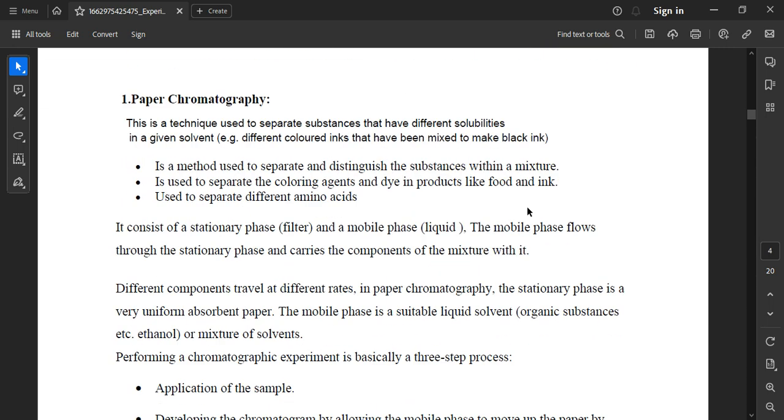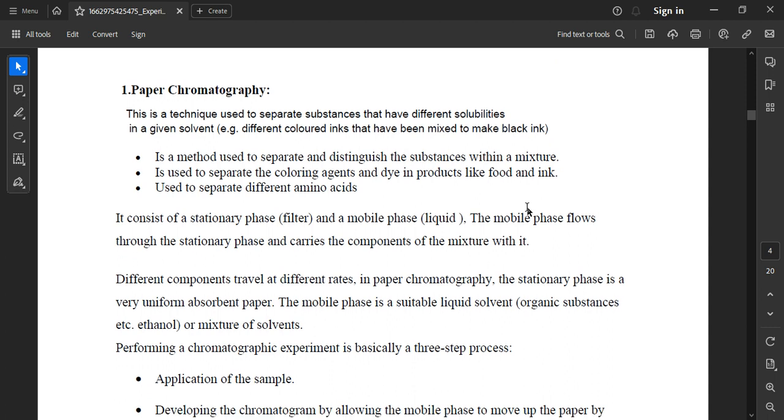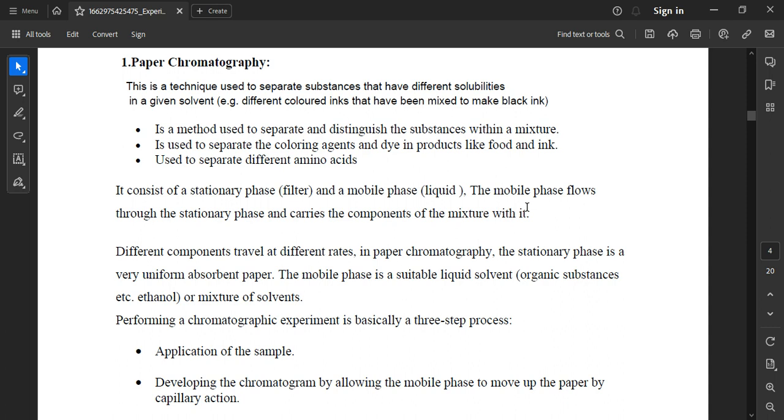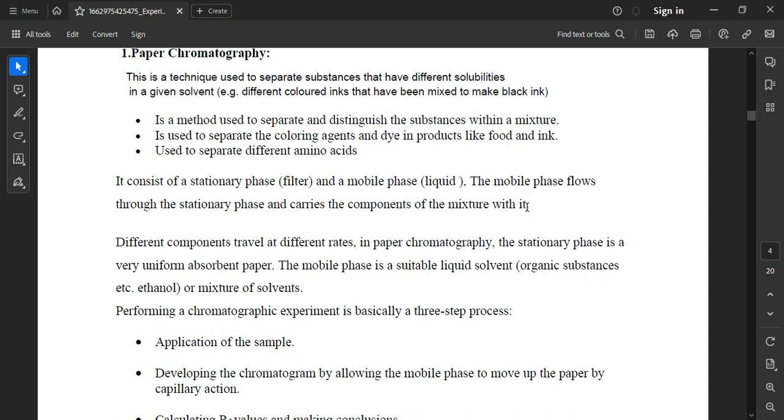The first purification we'll look at is paper chromatography. This is a technique used to separate substances that have different solubilities in a given solvent. Example, different colored inks that have been mixed to make black ink. It is a method used to separate and distinguish the substances within a mixture. It is used to separate the coloring agents and dyes in products like food and ink. Used to separate different amino acids.